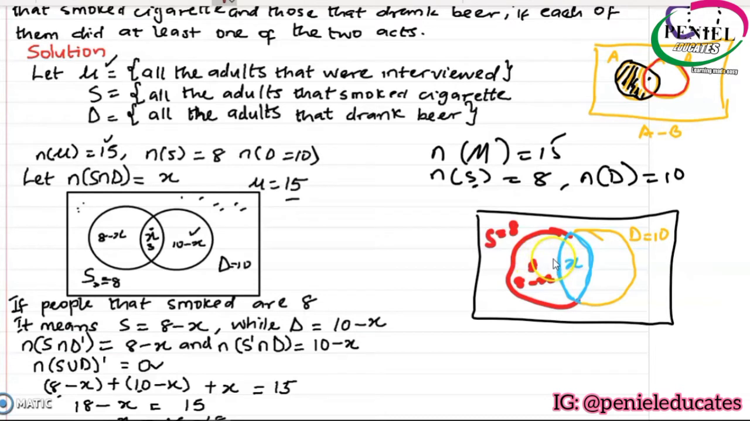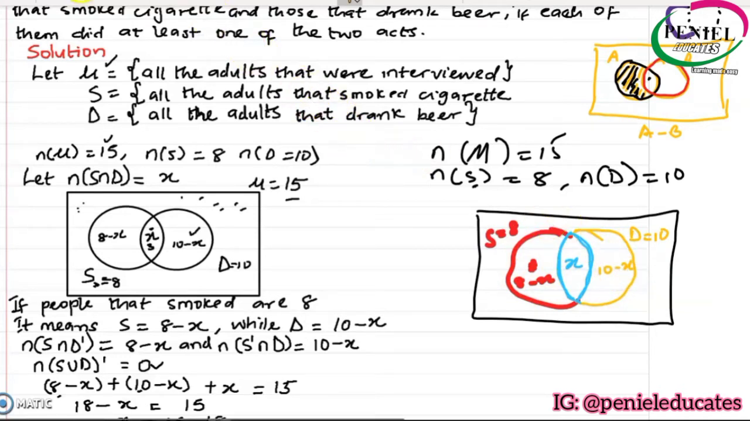All right, for us to know the number of people that drank beer only, it is also going to be 10 minus X. All right, so that's what we'll have. So now we have the number of adults that smoke cigarettes alone to be this. I will have the number of people that drank beer only to be this.